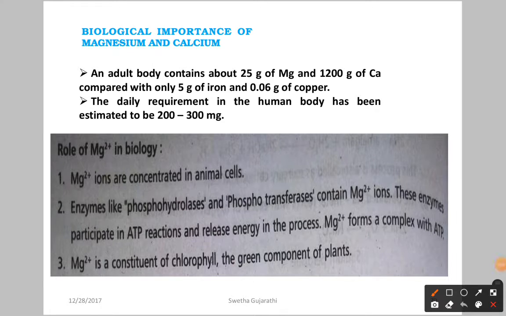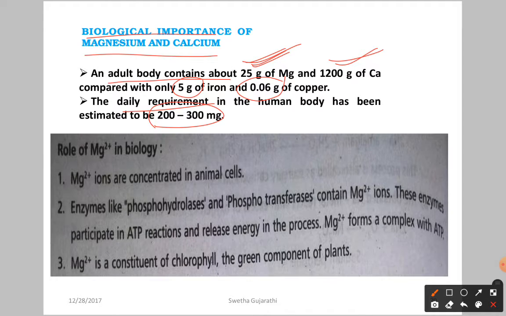Hello students, let us see the biological importance of magnesium and calcium. In the first group we saw potassium ion and sodium ion. Now, an adult body contains 25 grams of magnesium and 200 grams of calcium, whereas we have only 5 grams of iron and 0.06 grams of copper. Here you can see the intake of calcium and magnesium should be more. The daily requirement is 200 to 300 milligrams.